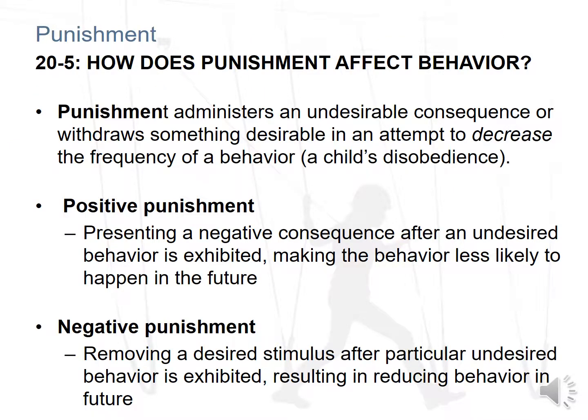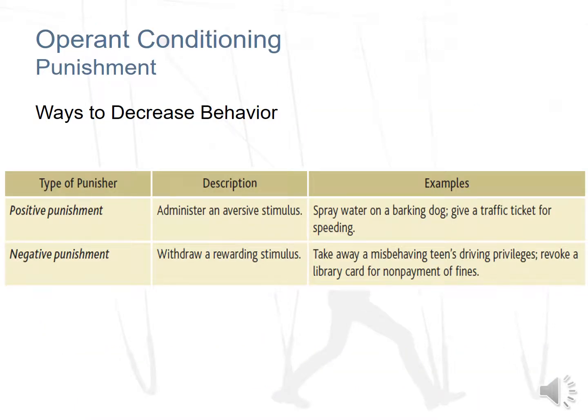How does punishment affect behavior? Punishment administers an undesired consequence or withdraws something desirable in an attempt to decrease the frequency of a behavior. Positive punishment is presenting a negative consequence after an undesired behavior is exhibited, making the behavior less likely to happen in the future. Negative punishment is removing a desired stimulus after a particular undesired behavior is exhibited, resulting in reducing behavior in the future. Examples of punishment to decrease behavior, according to operant conditioning, can be a positive punishment.